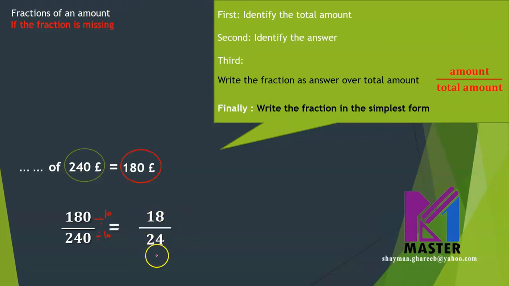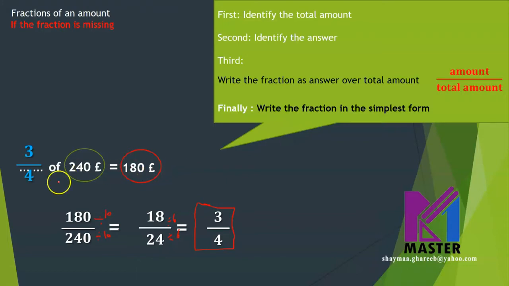After that, I have 18 over 24. What do you think? I can divide by 2 up and down. I can divide by 3 up and down. I can divide by 6 up and down. I will divide by 6 up and down. So when you divide by 6 up and down, I will get 3 over 4. Can I do any more division? No, I cannot divide anymore, which means this is my simplest form. So I will put it in the place here of the fraction. So 3/4 of 240 pounds equals 180 pounds.